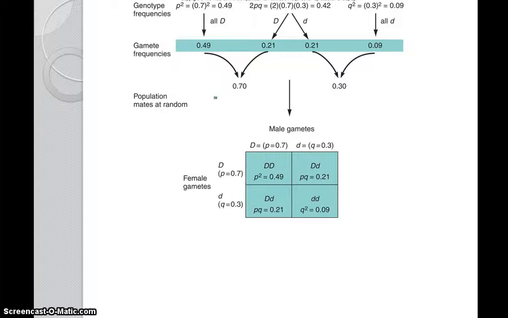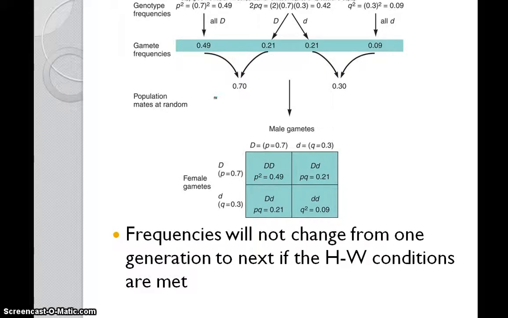Two quick things to remind you of before we go. First, frequencies will not change from one generation to the next if the Hardy-Weinberg conditions are met. Basically, frequencies will not change from one generation to the next if there is no evolution. So if the conditions are met, if the frequencies are staying the same, we would then conclude that no evolution is occurring. However, if the frequencies do indeed change, that is how we can prove that evolution has occurred.